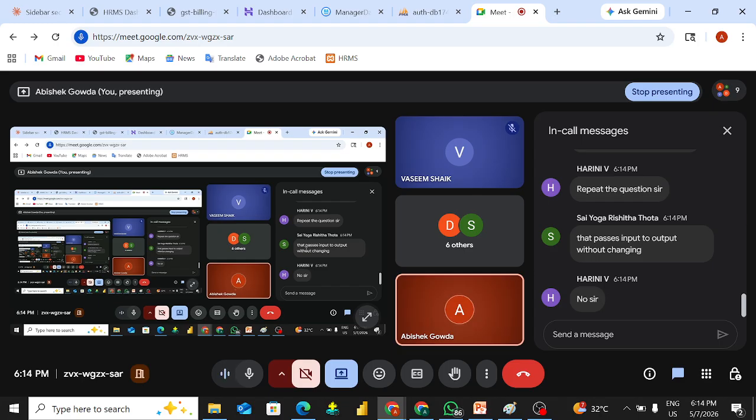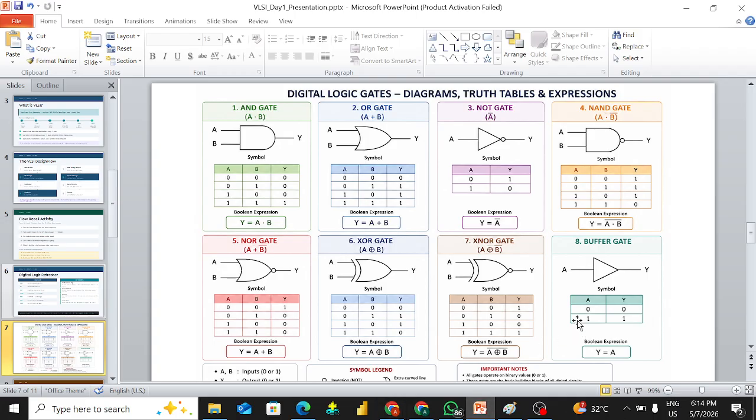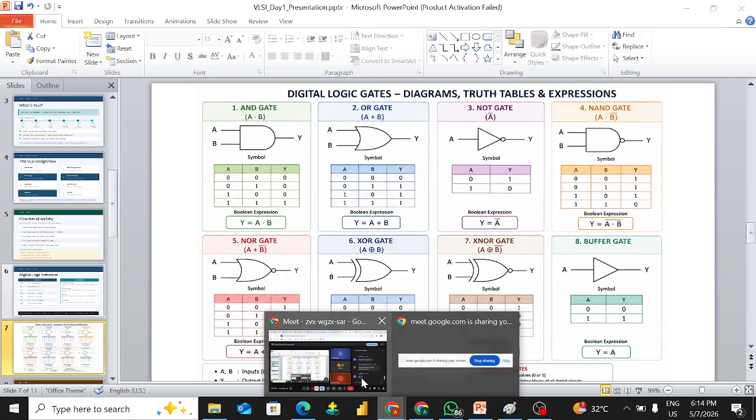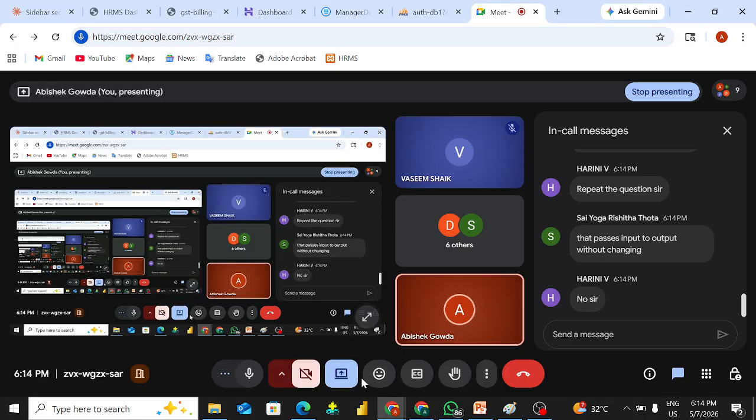Yeah, it passes the input to the output without changing. What does this buffer gate generally do? It passes the input value to the output. So internally it is doing one piece of work. Can you guess what work it is doing other than copying the input to the output?